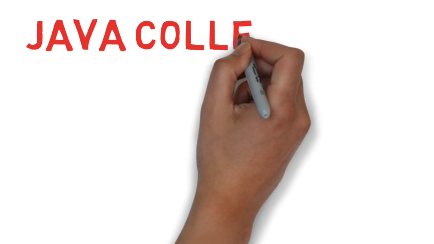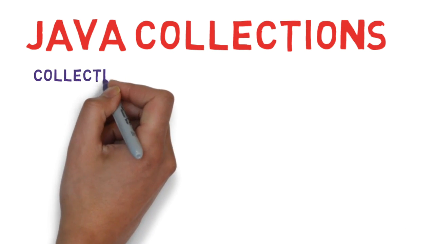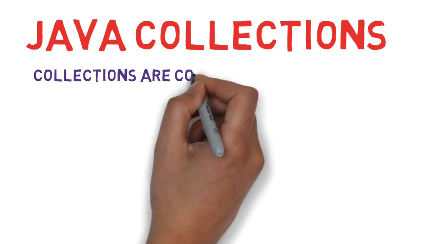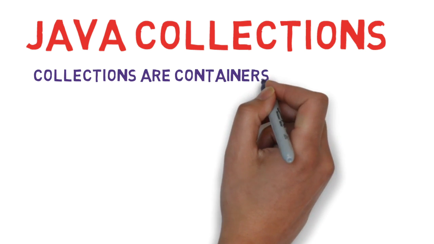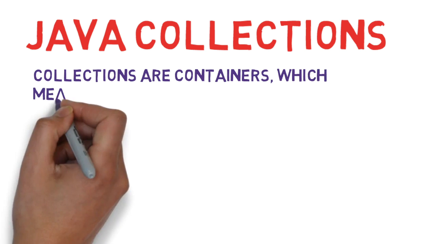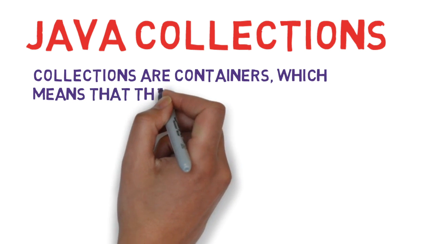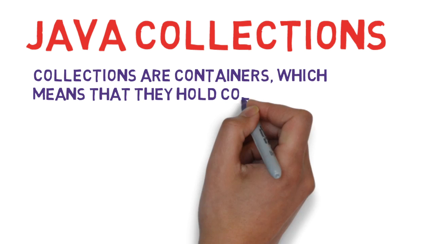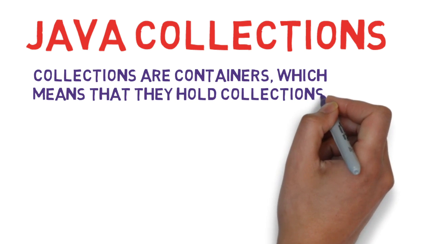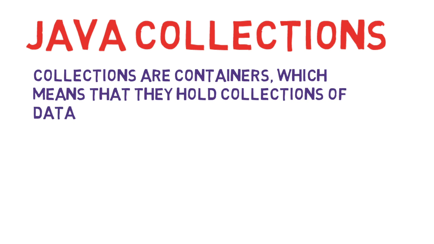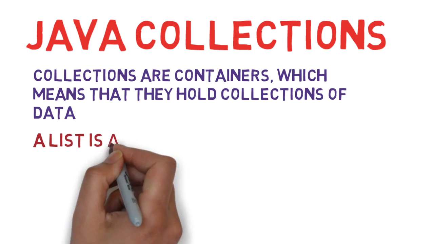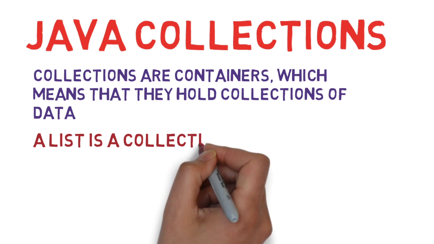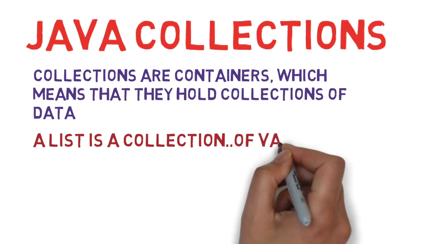Java collections are pretty awesome. They completely change the way you interact with collections in any programming language, and I think they are the bar for all modern programming languages. So what are collections? Collections are containers which hold collections of data. So you have one data element and a collection can hold a whole bunch of those data elements.